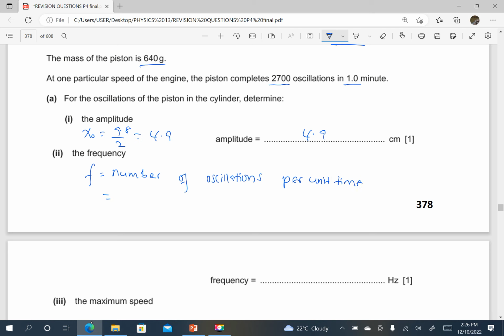Number of oscillations per unit time. We have 2,700 oscillations. The time is 1 minute, which is 60 seconds. And I think 270 over 6 is 44.5. So the frequency is going to be 45 hertz.